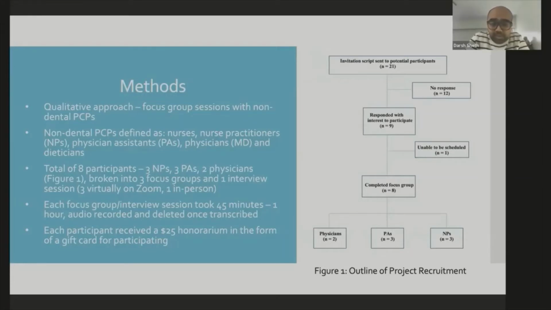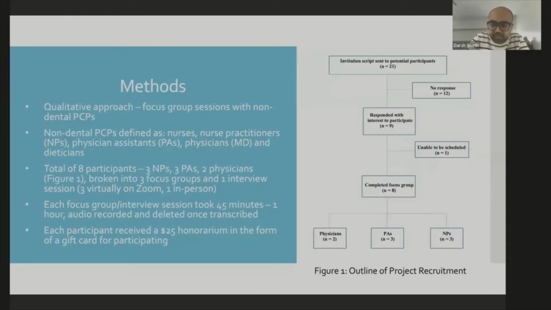Each focus group session took about 45 minutes to an hour. It was audio recorded with consent from all participants and deleted once I was able to transcribe the focus group sessions data. And in the end, each participant who completed the focus group received a $25 honorarium in the form of a gift card for participating.